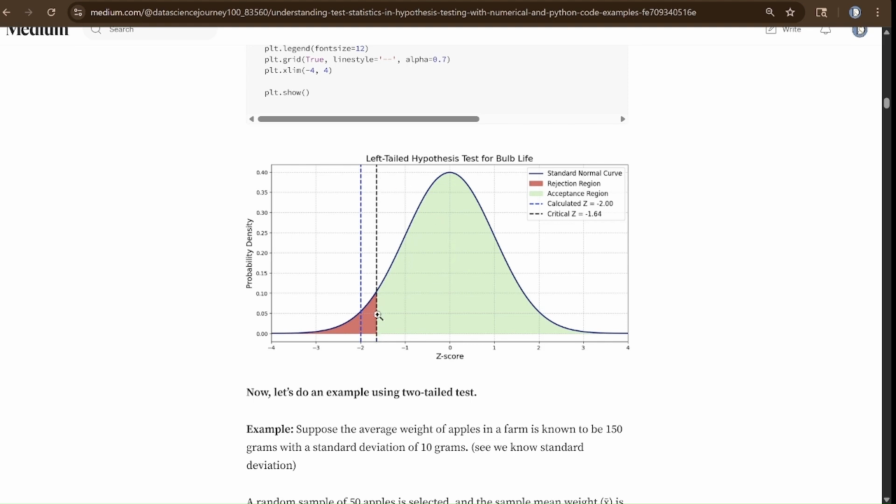If your calculated test statistic, here the calculated Z is -2. So if your calculated test statistic lies in this region, in this red region, then you have to reject the null hypothesis. Right? Same way you can do it for the right side also. But the main point is you are considering one side. That is why one-tail test.